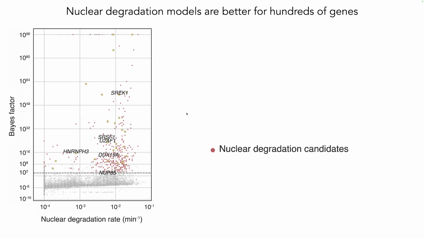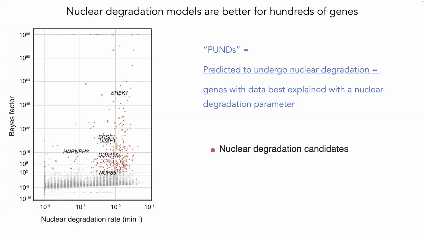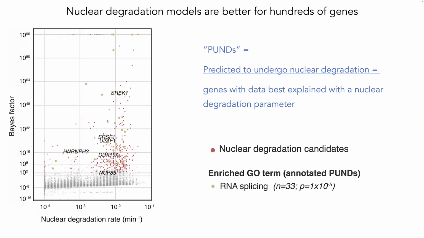And when I say large scale, I do mean large scale. About at least 65% of the transcripts arising from these genes never make it out of the nucleus, and they're degraded there. And what we noticed is that, as you can see here in the yellow, and we call these predicted to undergo nuclear degradation, or PUNs, these are genes where the data is best explained with the nuclear degradation parameter. When we look at who these genes are, we found that RNA splicing factors were really enriched in these genes.